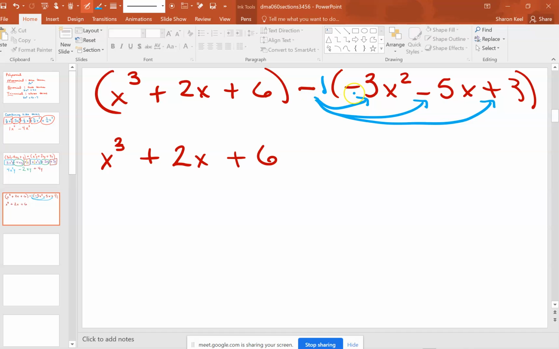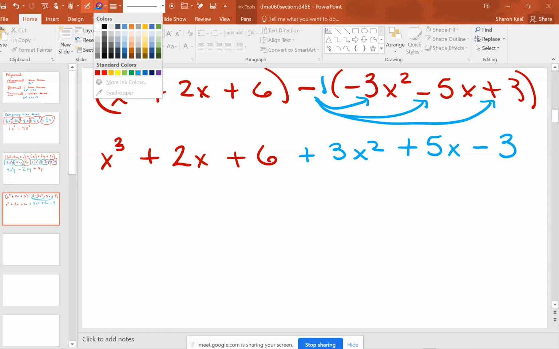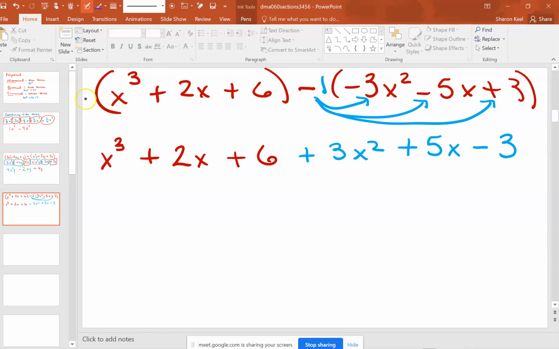So negative times negative would give me a positive 3x squared. Negative times negative would give me a positive 5x. A negative times a positive would give me a minus 3. So the only difference is the first parenthesis is dropped, it's positive, there's nothing in front. When you have a subtraction problem with a parenthesis, you change the signs of everything in the parenthesis when you drop that parenthesis. Now, just combine like terms.